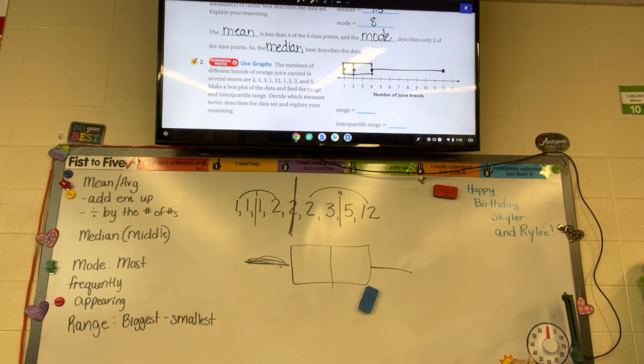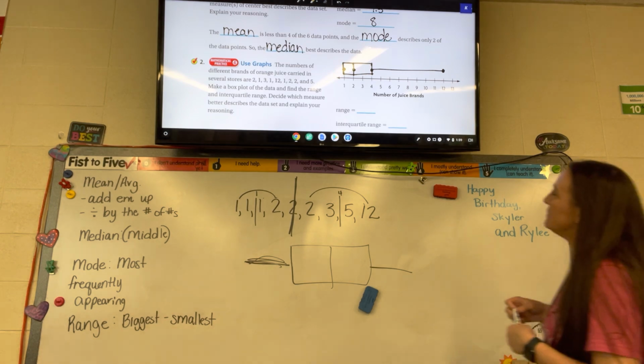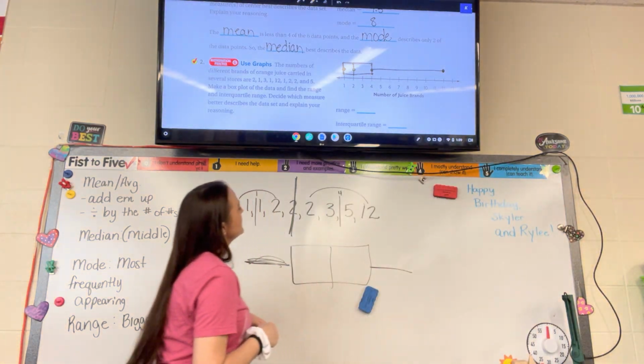So just copy this down. What would the range of this data be?